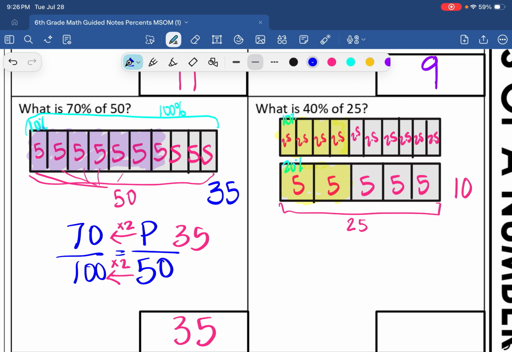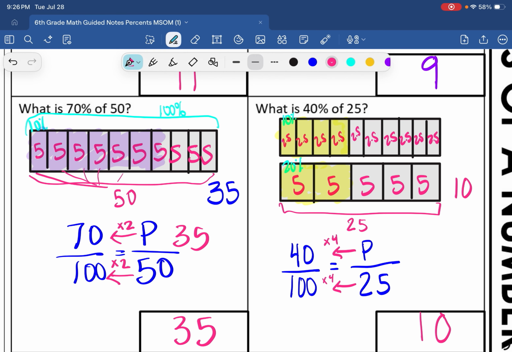Setting this up using equivalent ratios, my percent is 40 out of 100, and then that's equal to my part, which I'm trying to figure out, over 25. Looking for a multiplicative factor, I notice that 25 times 4 is 100. Some number times 4 is 40. If I don't know what that is, I can divide 40 divided by 4, and that also gives me 10.